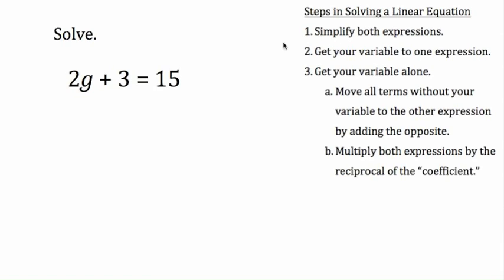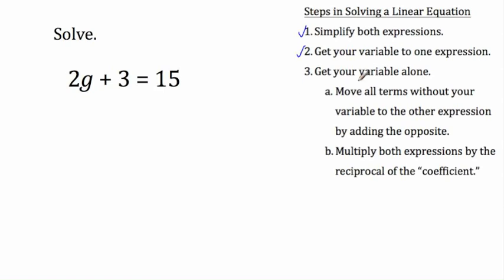First, we simplify both expressions. Taking a look at each of the expressions, the left-hand expression is already simplified, there's nothing we can do to it, and the right-hand expression is also already simplified. Now we move on to step 2, which is to get your variable to one expression. Our variable, g, is in the left-hand expression, but not in the right-hand expression, so it's already in one expression.